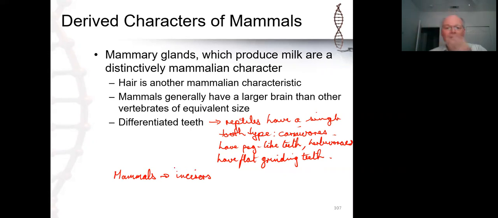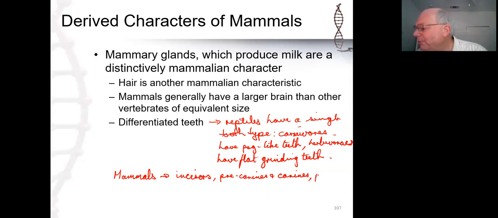So those are the large flat teeth at the front that are used for pinching off, and you bite things off with them. You have the incisors. Then you have precanines and canines. These are the longer pointier teeth that you use for gripping and tearing.